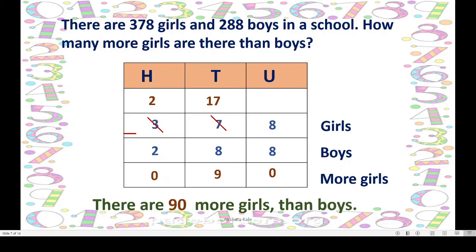We will write the answer like this. There are 90 more girls than boys. Got this? This is the method of solving the sum, that is a word problem. Okay? We will try two more.